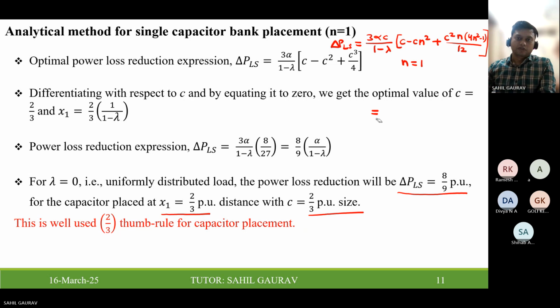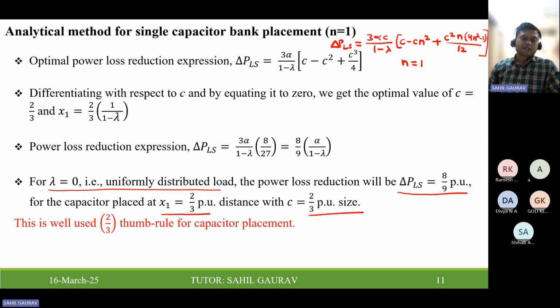So you just check. But here, I want to say that for lambda equal to 0, that is uniformly distributed load, this power loss reduction will be 8 upon 9 per unit, where the capacitor is placed at 2/3 per unit distance with C equal to 2/3 per unit size. So this is barely the 2/3 thumb rule for capacitor placement. For a uniformly distributed load, your capacitor size should be 2/3 and the location should be 2/3, so that you will get the optimal power loss reduction.